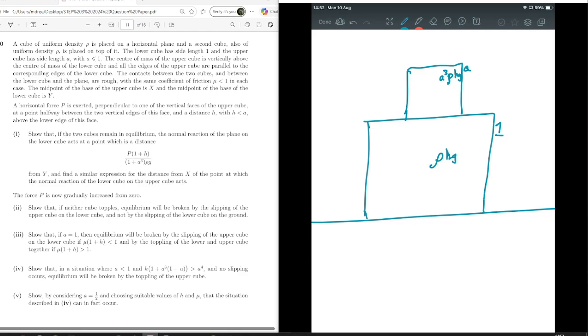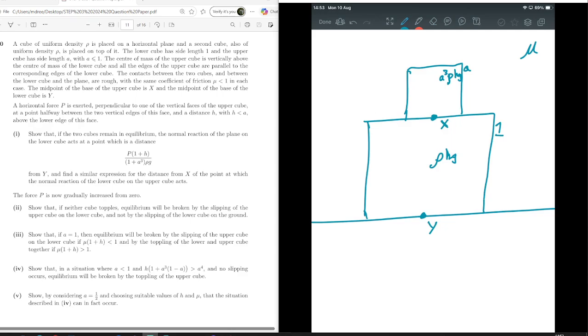The contact between the two cubes and between the lower cube and the plane are all rough, so we have a coefficient of friction involved everywhere. The midpoint of the base of the upper cube is X, and the midpoint of the base of the lower cube is Y. So that point there is what I'm calling X, and that point there is what I'm calling Y.